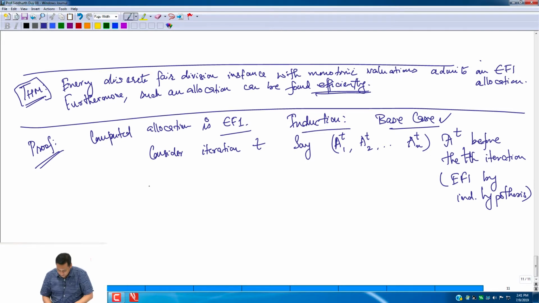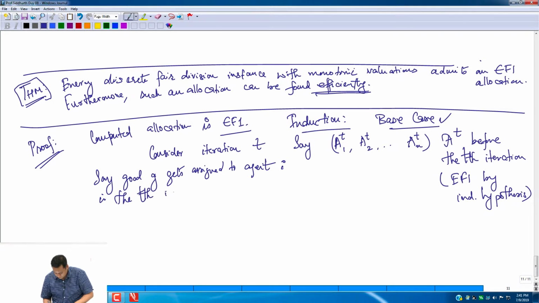Now what happens is, say, with G, so in this tth iteration, this specific good G gets assigned to this agent I. I'm just setting up notation here. Okay, so what does this mean? This means that the new partial allocation is going to be, so again, superscripts denote iteration count.